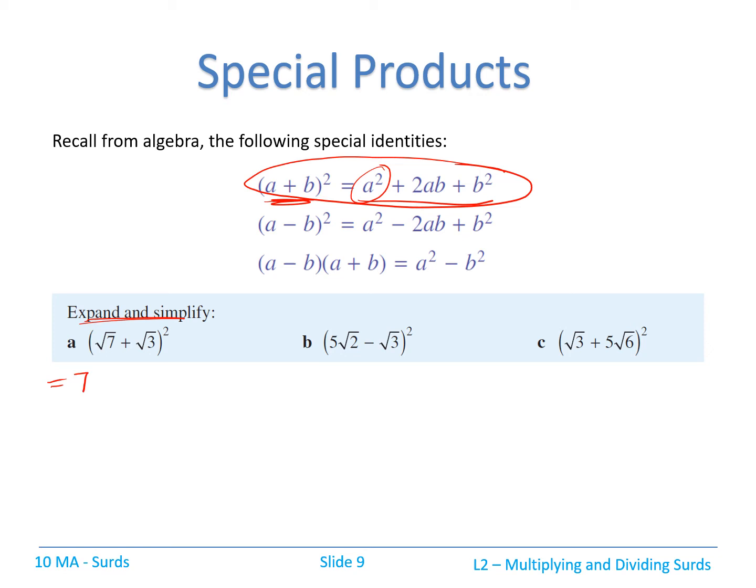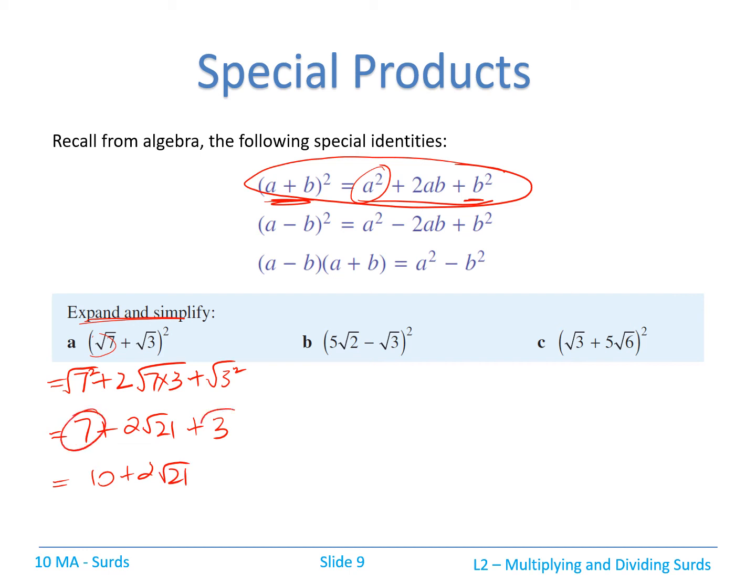It's just 7. Then it's plus 2 times a, which a in this case is root 7, times b, which is root 3. So I get root 7 times 3. And then plus b squared, so plus root 3 squared. Actually, I might write them in there just so that we know. So from here, I get square root of 7 squared is 7, plus 2 root 21, then plus the square root of 3 squared is just 3. So we end up with 10 plus 2 root 21, because they're like terms, so we can add them together.